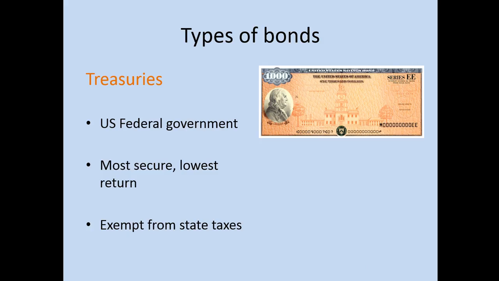Okay, so what types of bonds are out there? Well, we talked about treasuries, U.S. Treasury bonds. These are issued by the U.S. federal government. They are the most secure type of bond that you could find. Almost no risk, but they also have a very low return. One benefit of these, though, is that they're exempt from state income taxes. So different levels of the government don't tax each other. This is a federal security, so the states are not going to tax something that the federal government is using to raise money.